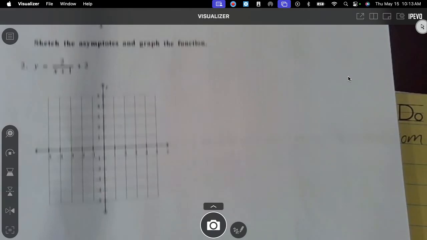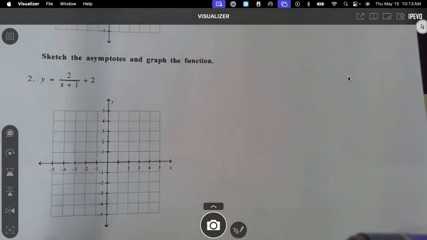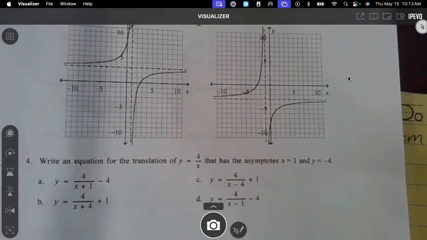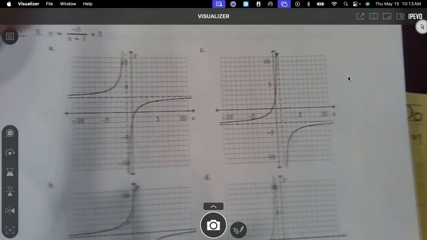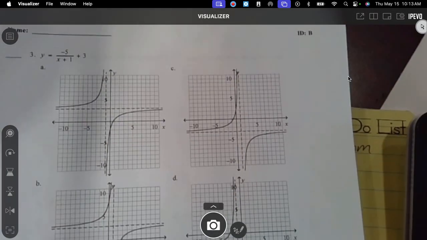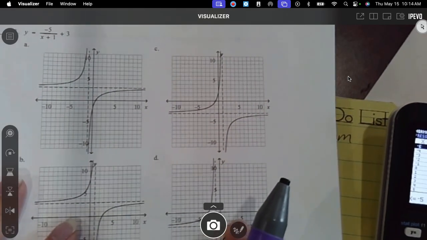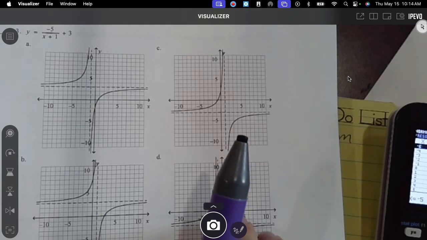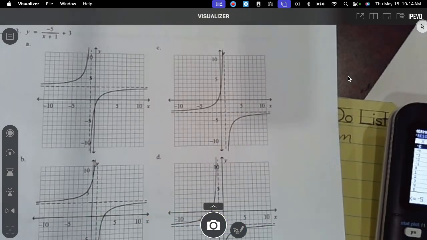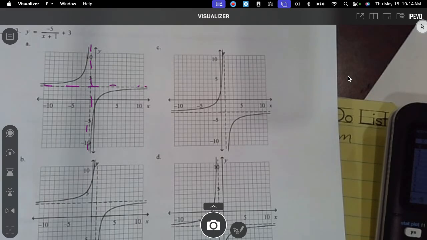Next up. This one is nice. Where does this one move, Tanner? Left 1, up 3. Okay. So just look at the asymptotes. What asymptotes move? Left 1, up 3. That's that one. And you could probably just put it in your calculator and graph it, compare as well.